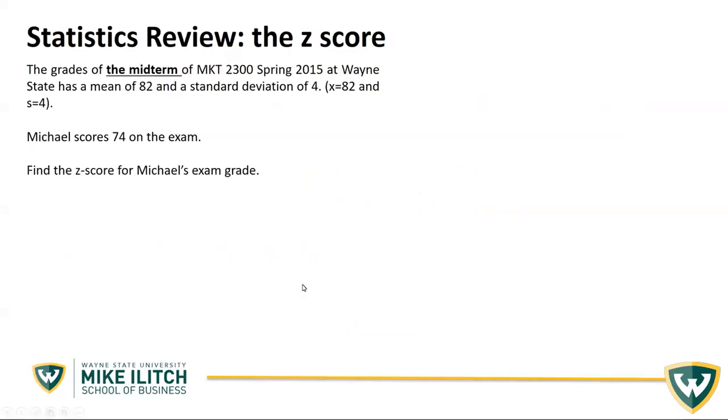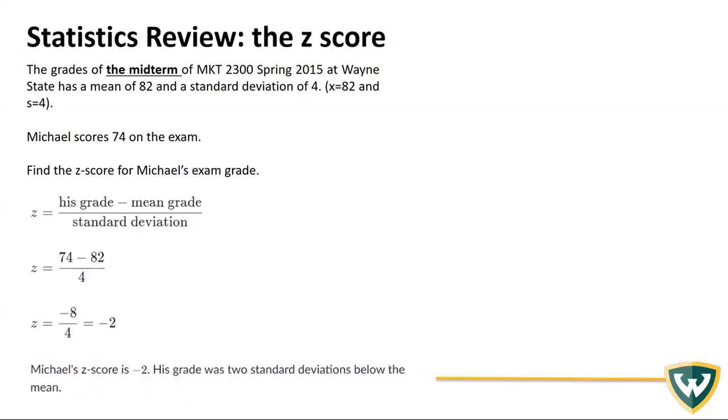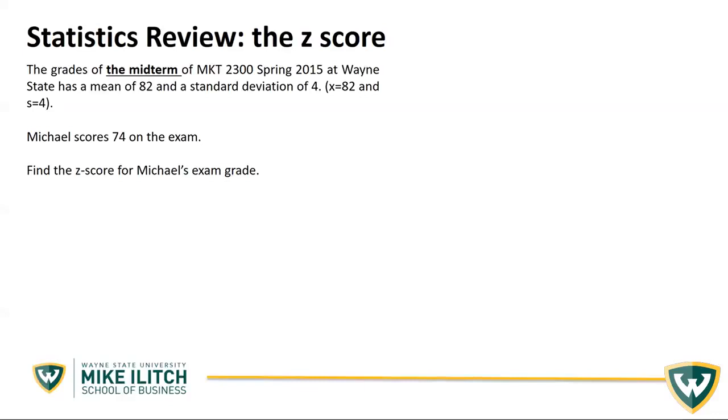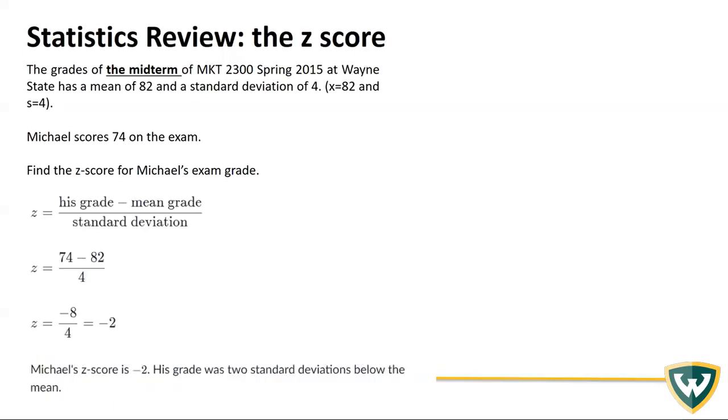Without further ado, let's just do an example on how to calculate a z-score. Our example is that the grades of midterm for Marketing 2300 in spring 2015 at Wayne State has a mean of 82 and a standard deviation of 4. Michael scores 74 on this exam. Find Michael's z-score. If you want to try to attempt this, pause here and try to do the problem yourself. I'm just going to continue.